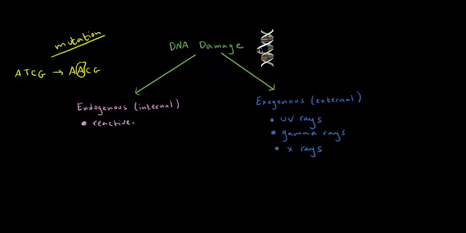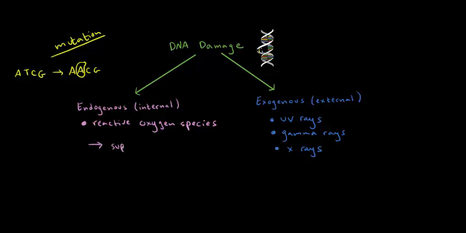Reactive oxygen species is an example of an internal factor that can cause DNA damage. Reactive oxygen species are molecules that contain oxygen, and they're highly, highly reactive. There are a lot of different kinds of reactive oxygen species, but we're just going to give two examples.